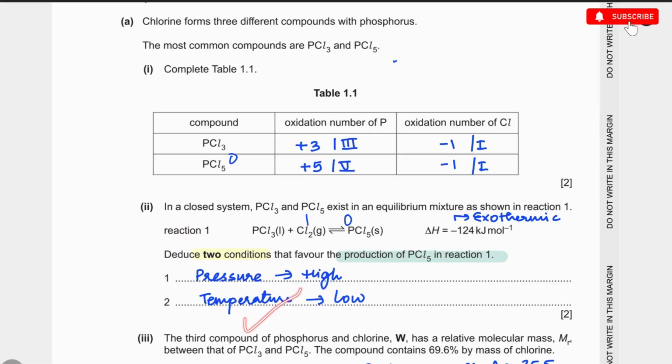Second is temperature. We know that increasing the temperature favors the endothermic reaction. Endothermic means the backward reaction, but we don't want that. We want our production of PCl5 to be more. So we need to reduce the temperature so that it can oppose the change and move towards the forward direction. Which is nothing but temperature low. So here the conditions would be pressure high and temperature low, and this is worth 2 marks.